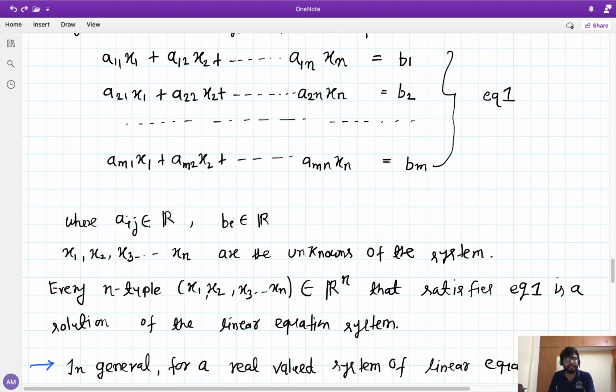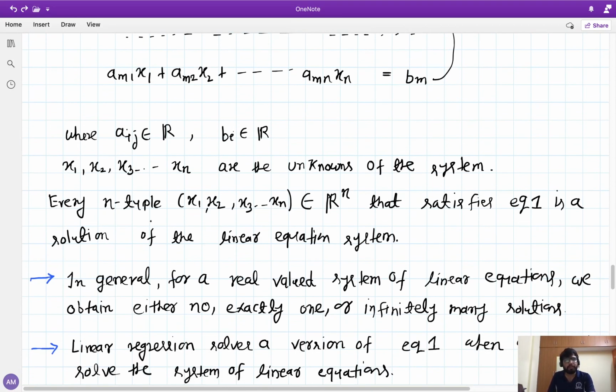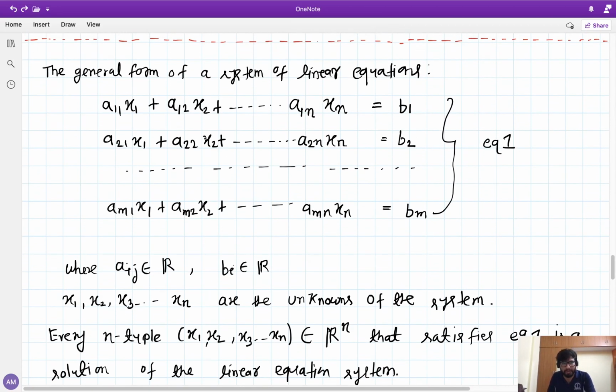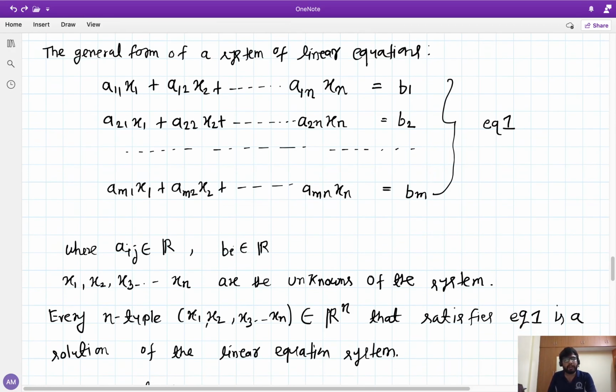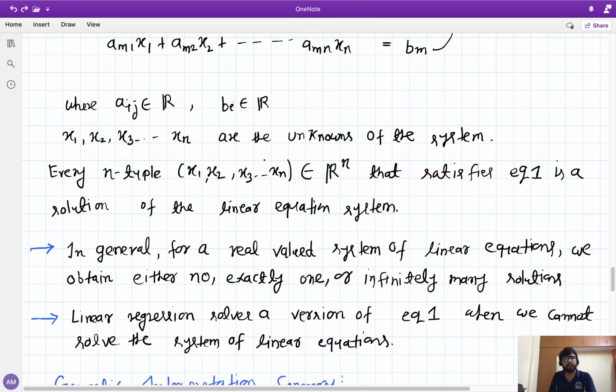So where aij belongs to R is a real number, and bi is also a real number, and x1 to xn are the unknowns of the system. Every n-tuple that satisfies equation 1 is a solution of the linear equation system. So every collection x1 to xn that satisfies this set of equations will be a solution of this linear equation system.